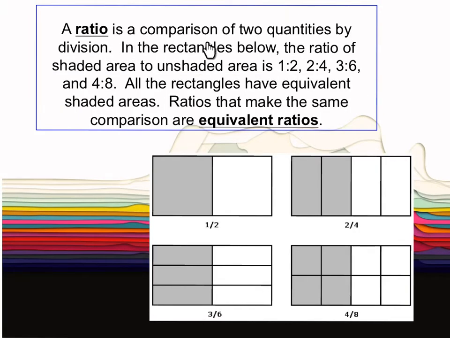A ratio is a comparison of two quantities by division. In the rectangles below, the ratio of shaded area to the unshaded area is 1 to 2, or 2 to 4, or 3 to 6, and 4 to 8. All the rectangles have equivalent shaded areas. Ratios that make the same comparison are equivalent ratios. So if you reduced 4 over 8 and 3 over 6 and 2 over 4, you would reduce them all to the same, which is 1/2. Notice that half of the rectangle is being shaded for each shape.